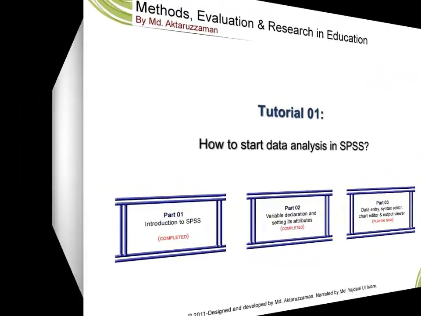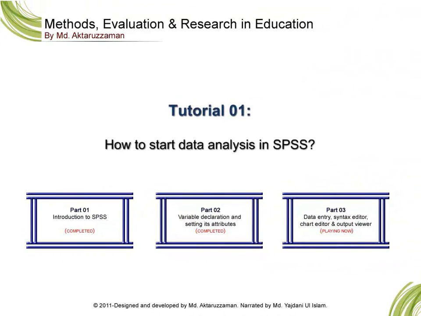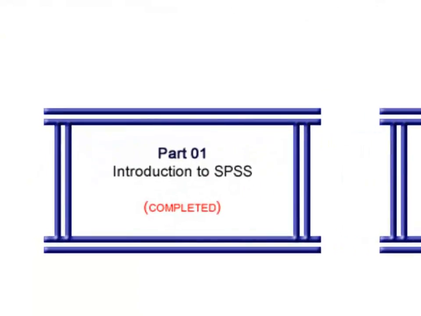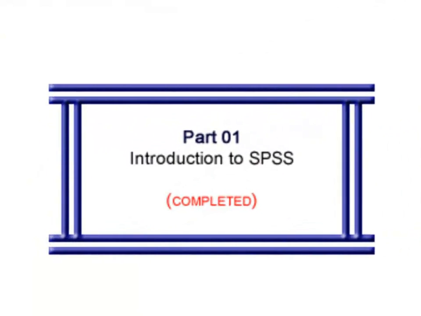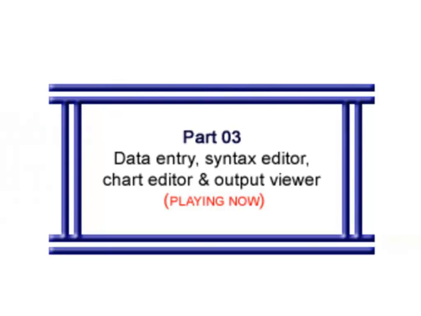And today we're going to learn how to start data analysis in SPSS. It contains 3 parts. Part 1 is the introduction to SPSS. Part 2 is the variable declaration and setting its attributes, and part 3 is the data entry, syntax editor, chart editor and the output viewer.